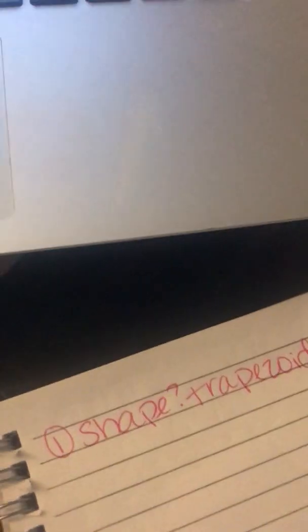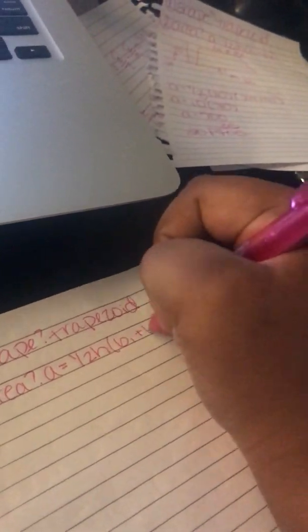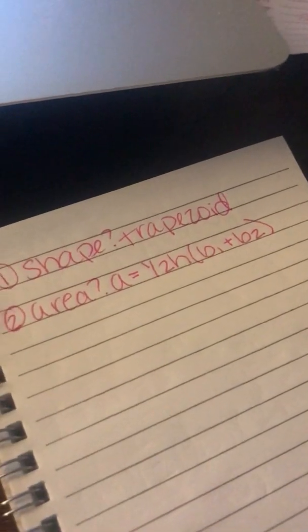After I have what kind of shape it is, now I can figure out the area formula. So we learned this in school, the area formula for a trapezoid, and I know it's a little bit different on Khan Academy, but it will give you the same answer. So whichever formula you want to use is fine. So in school, what we use is area equals 1/2 height times base 1 plus base 2. Hopefully you remember this.